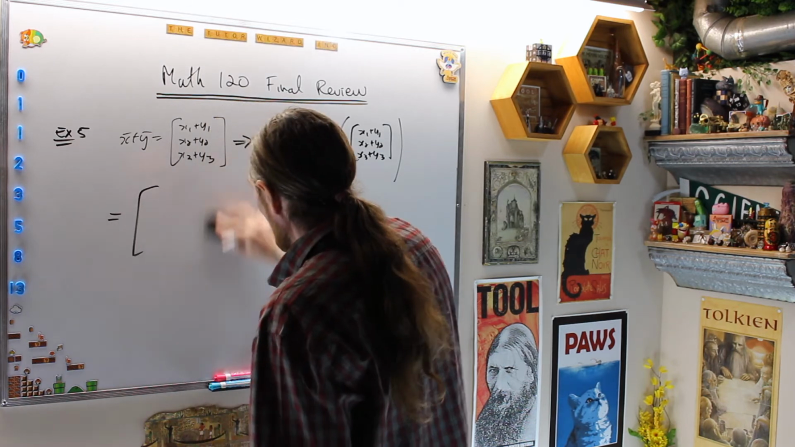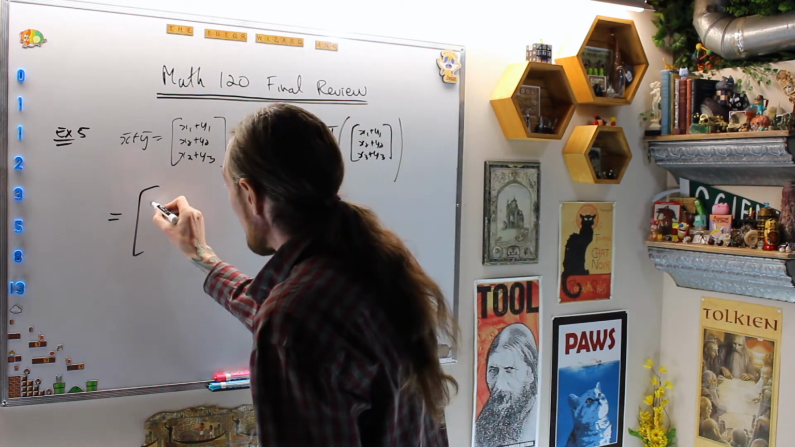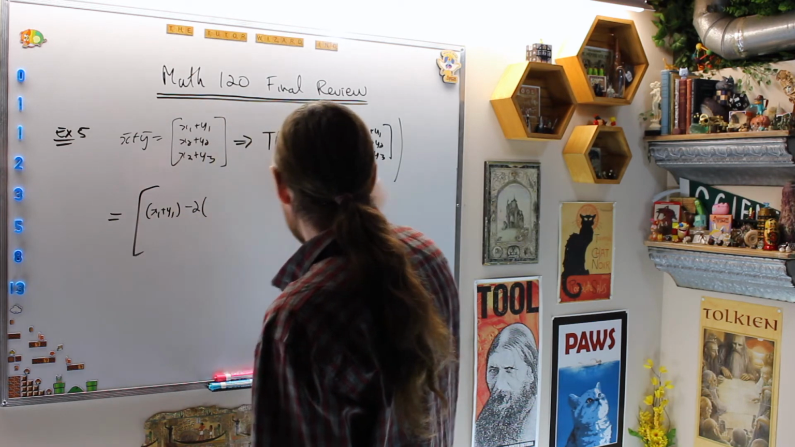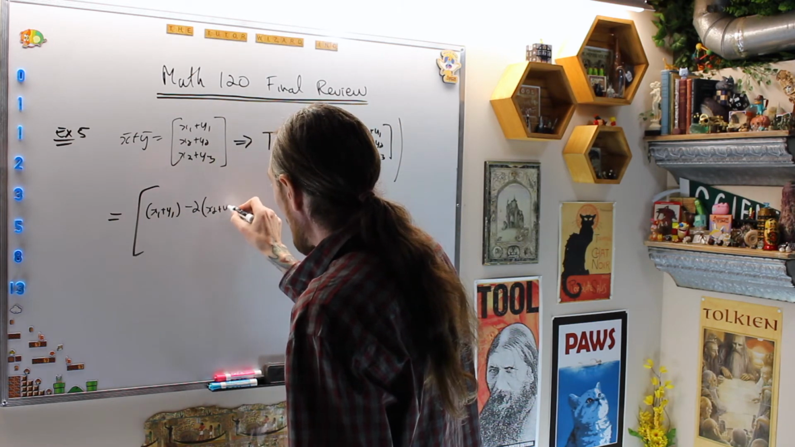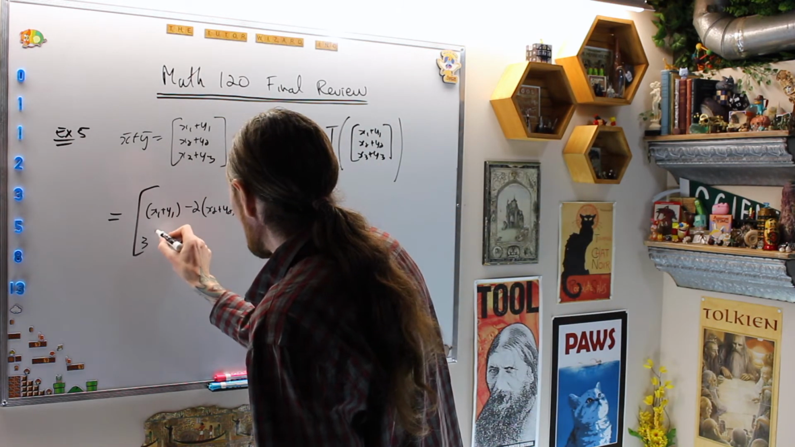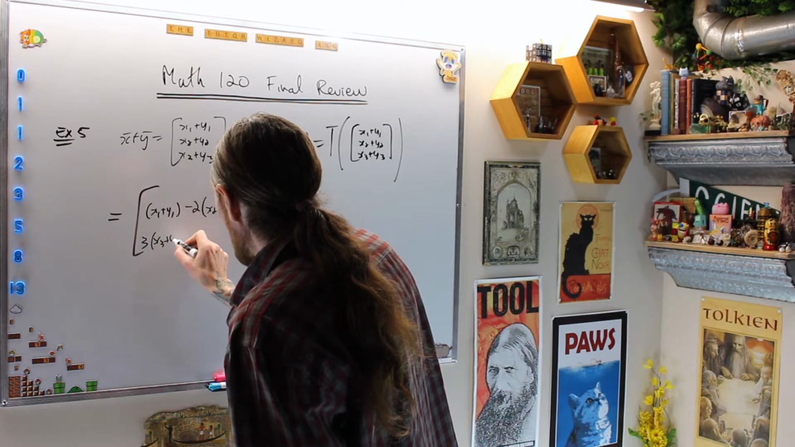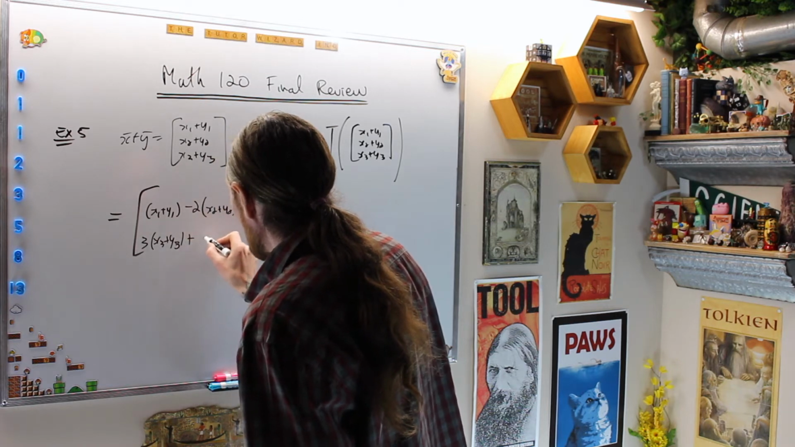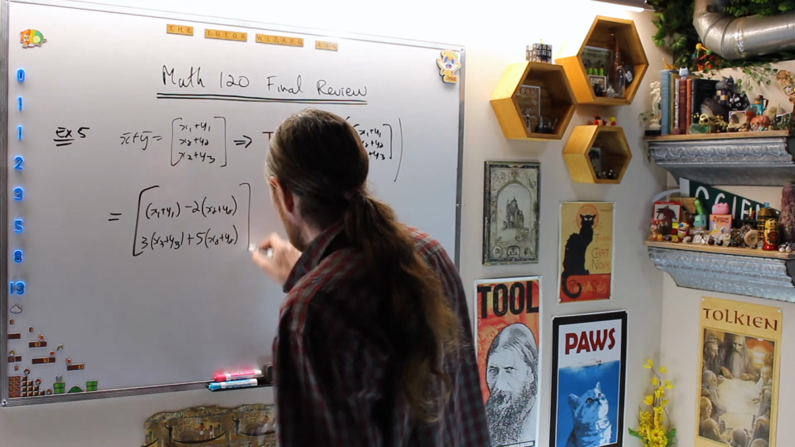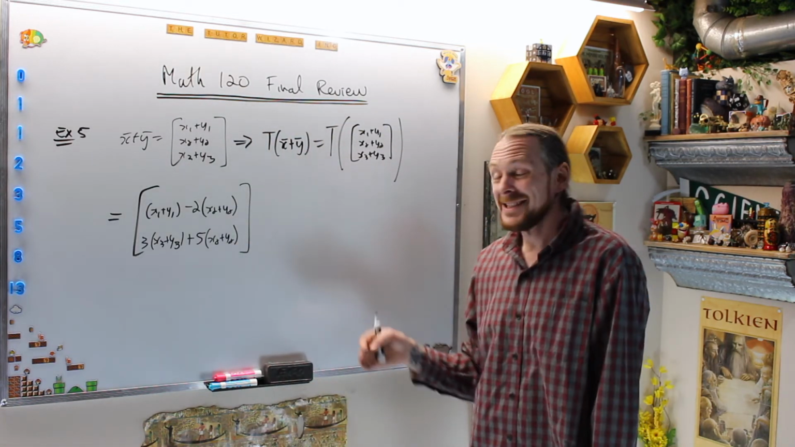let me leave myself some room first. I'll write it out. It was the first coordinate, (x1 plus y1) minus 2 times the second coordinate, (x2 plus y2). And then the second coordinate was 3 times the third coordinate, (x3 plus y3), plus 5 times the second coordinate, (x2 plus y2). Now what I'm going to have to do is see addition in reverse.